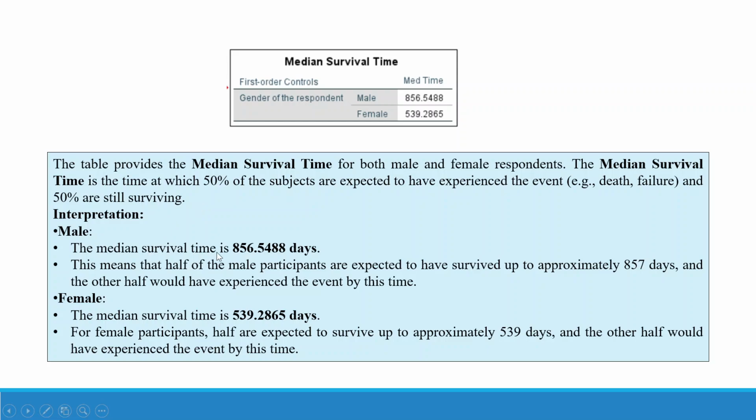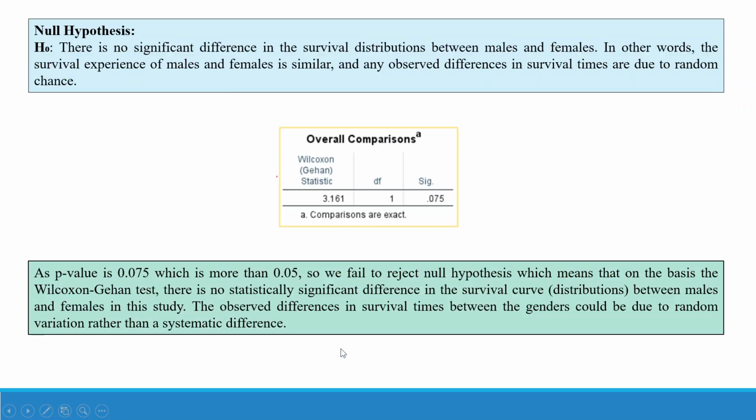The median survival time is 856.548 days. This means that half of the male participants are expected to have survived up to approximately 857 days, and the other half would have experienced the event by this time. Female, the median survival time is 539, very less. So for female participants, half are expected to survive up to approximately 539 days, and the other half would experience the event by this time.